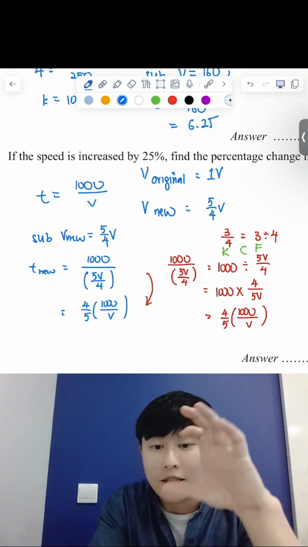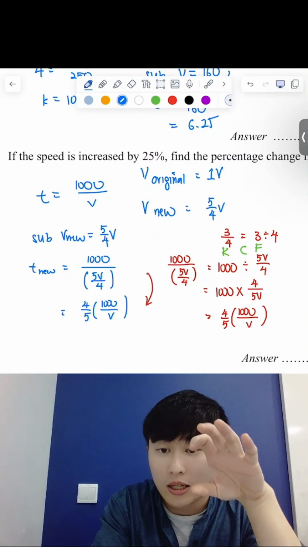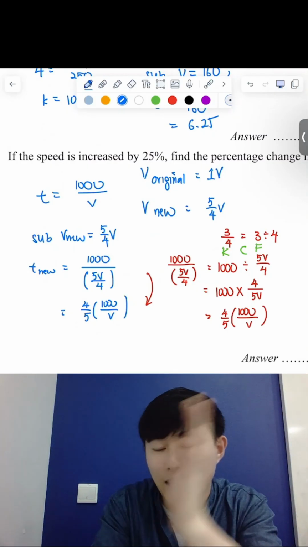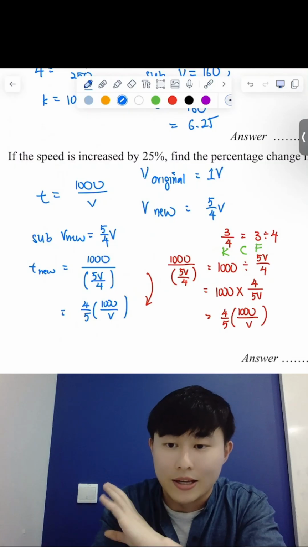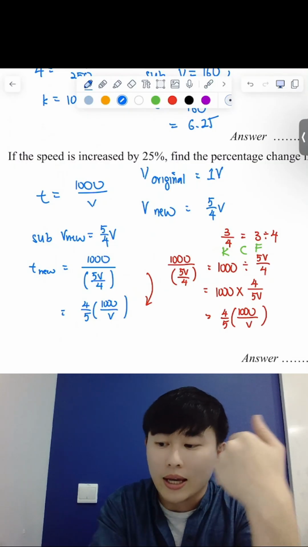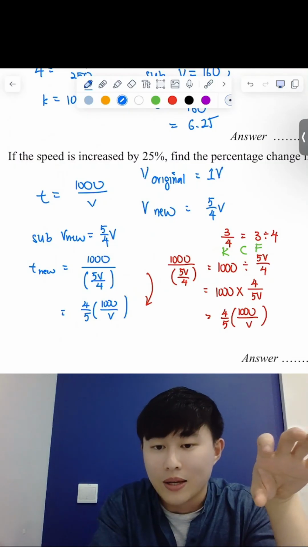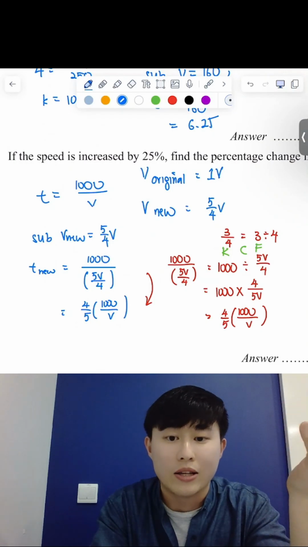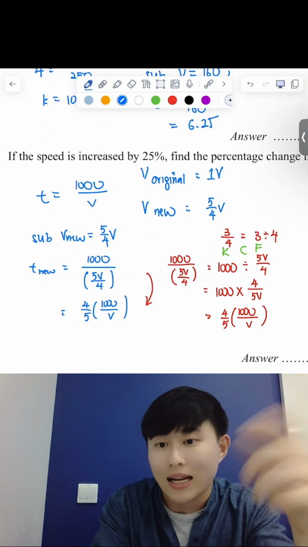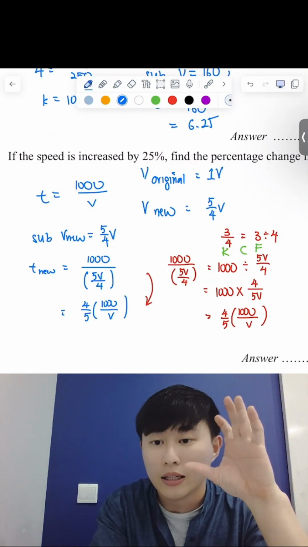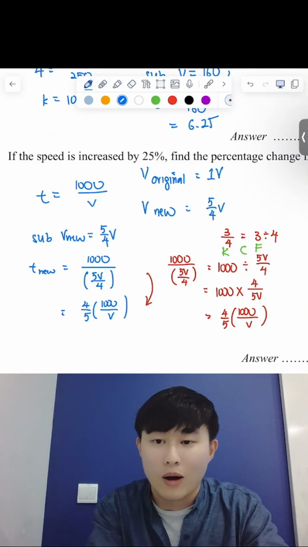The one in red is the understanding portion. The one on the left side, in blue, is your working. That is what you should be writing in the exam. Why am I writing the red side? Because a lot of students don't really understand what is going on. So if you want to understand, I suggest you try to understand what I'm writing.